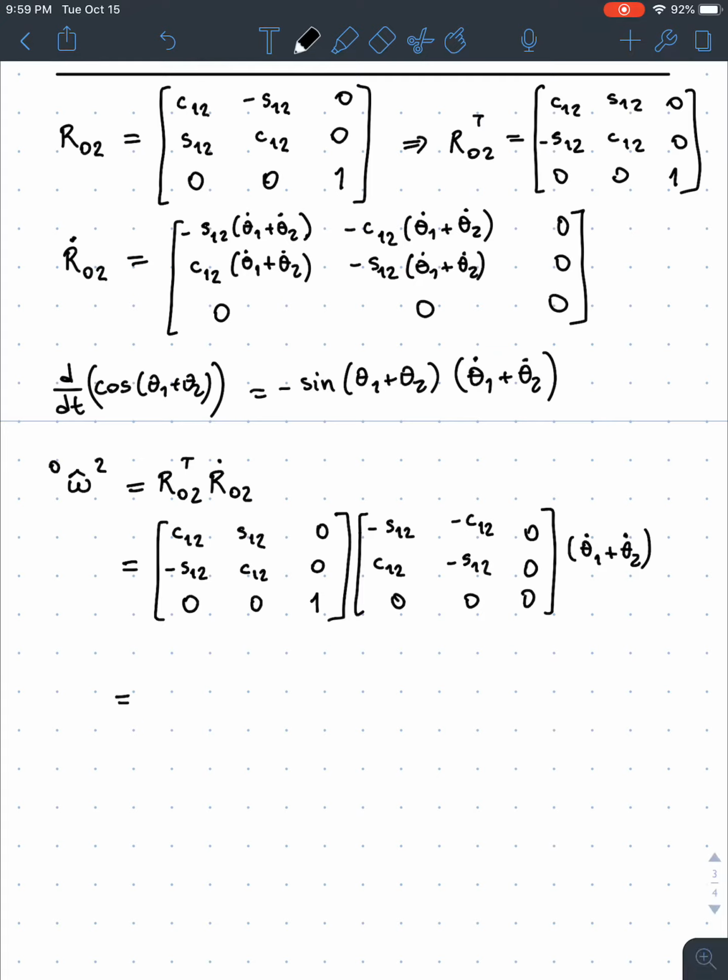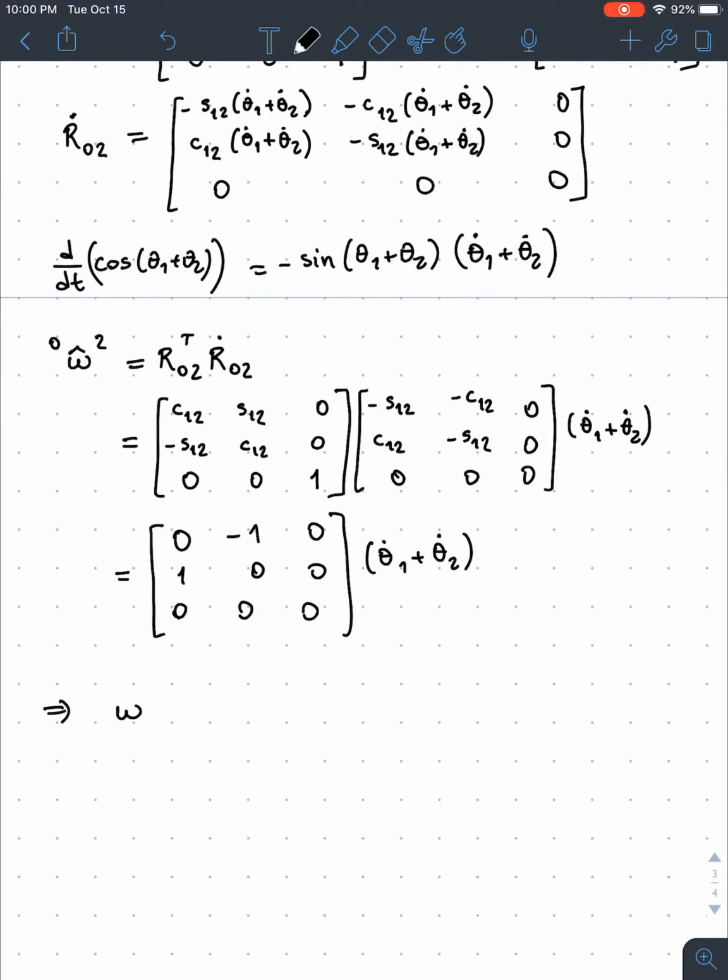Very good. Okay, now we can just do the matrix multiplication like we did before. So the 1 1 element is going to be cosine times minus sine plus sine times cosine, so this is going to be 0. 1 2 element, cosine times minus cosine plus sine times minus sine, so minus 1. Then 1, 0, 0, and zeros elsewhere, and everything is multiplied by theta 1 dot plus theta 2 dot. Now from here, again, we can construct our angular velocity of 2 in 0 as 0, 0, theta 1 dot plus theta 2 dot. But again, remember, this is going to be in the second frame.